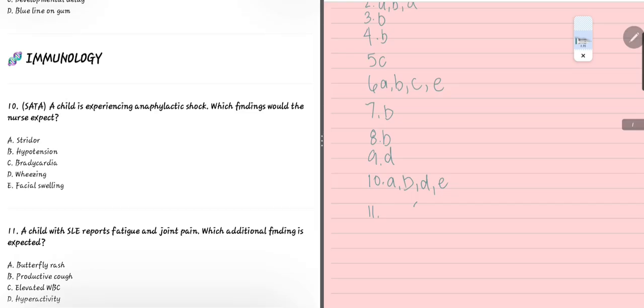A child with SLE. SLE is systemic lupus, whatever the last word is. Reports fatigue and joint pain. Which additional finding is expected? A. Butterfly rash. B. Productive cough. C. Elevated white blood count. D. Hyperactivity. I'm going to go with A.